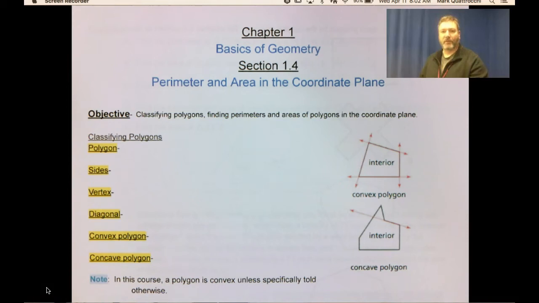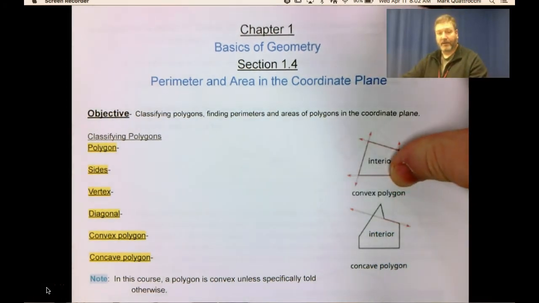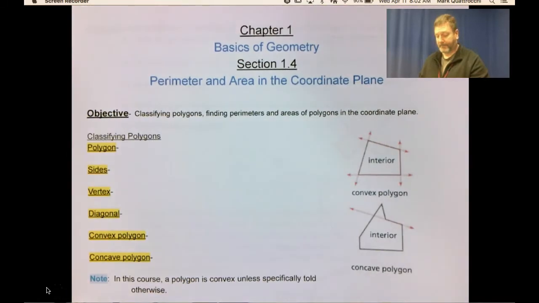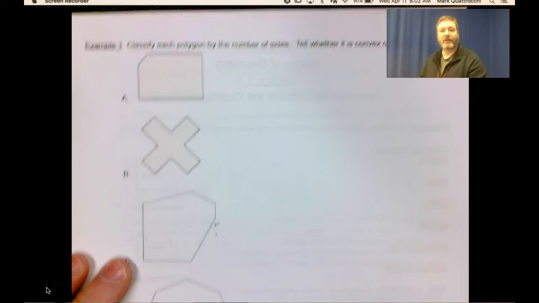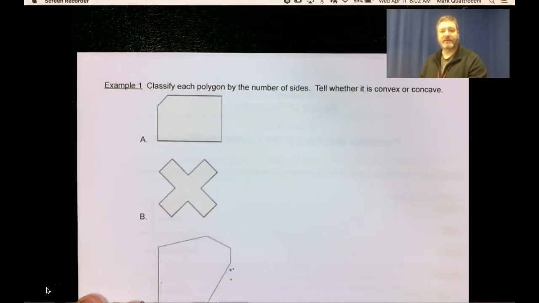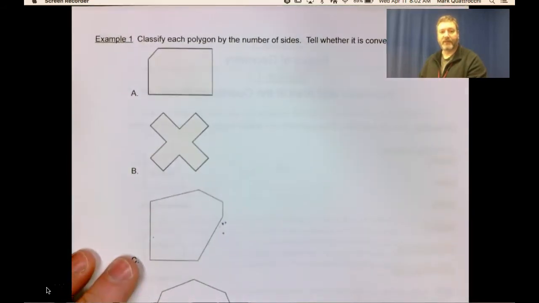Section 1.4, perimeter and area in the coordinate plane. Example 1: classify each polygon by the number of sides. Tell whether it's convex or concave.